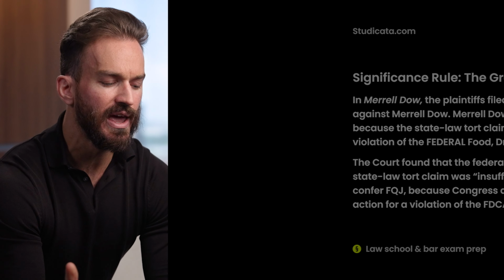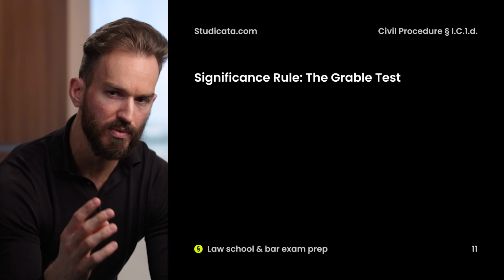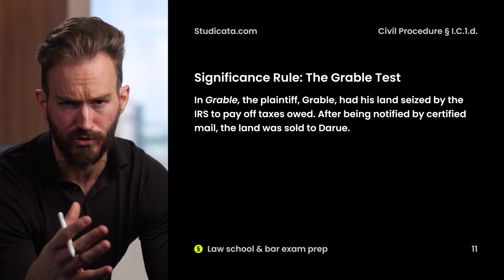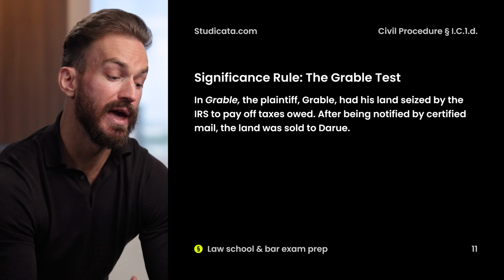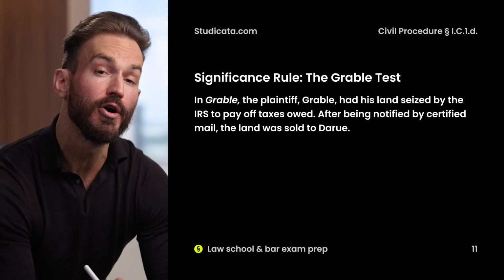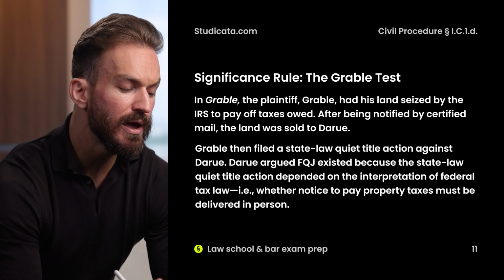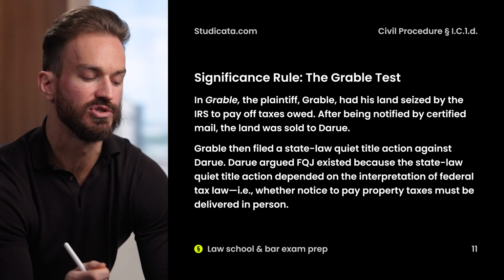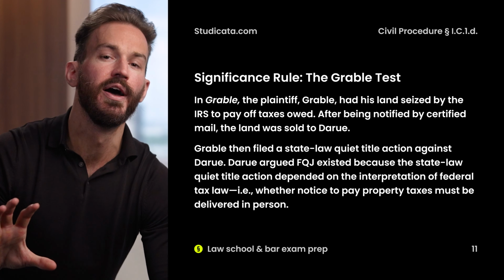Okay, 20 years later, we get Grable. Okay, and Grable is where we get this 4-element test. In Grable, the plaintiff, Grable, had his land seized by the IRS to pay off taxes owed. After being notified by certified mail, the land was sold to Darue. Grable then filed a state law quiet title action against Darue. Darue, of course, wants to move this action to federal court.